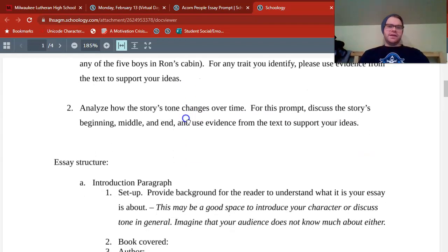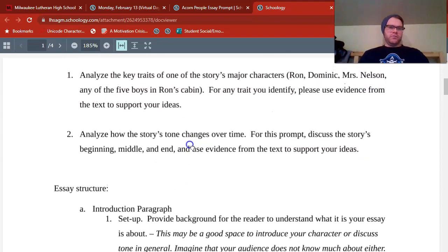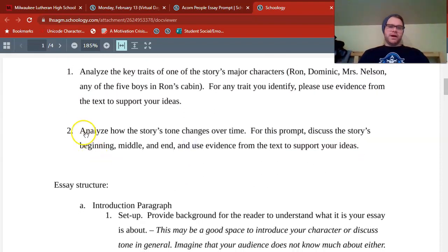Another option, once again, is tone. So if you want to avoid character for this one, option 2 is asking you to analyze how the story's tone changes over time. The best way to attack this prompt will be to discuss the story's beginning, the middle, and the end, discussing how the tone changes from part to part.